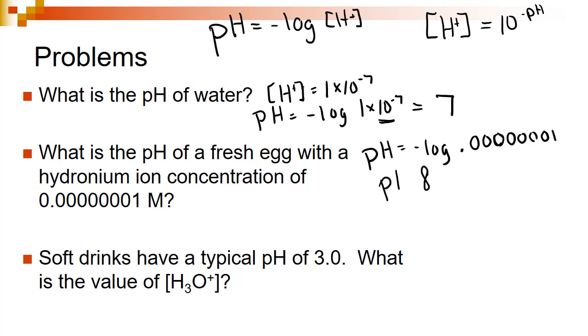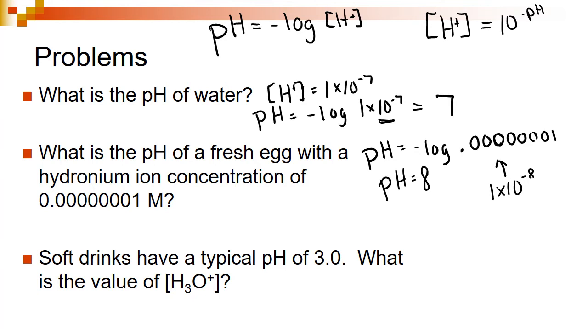So my pH equals 8. Now, in case you were curious, if you wanted to, you could actually rewrite that in scientific notation. You can put it into your calculator either way. This one is 1 times 10 to the negative 8. Oh, look, that works really good again.